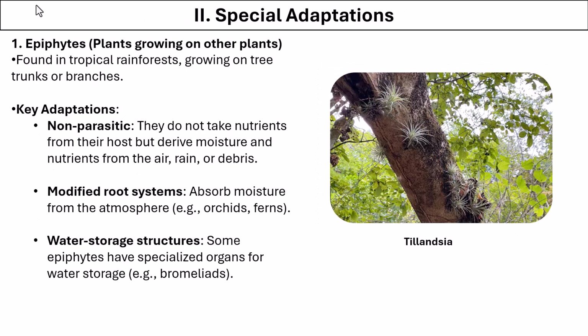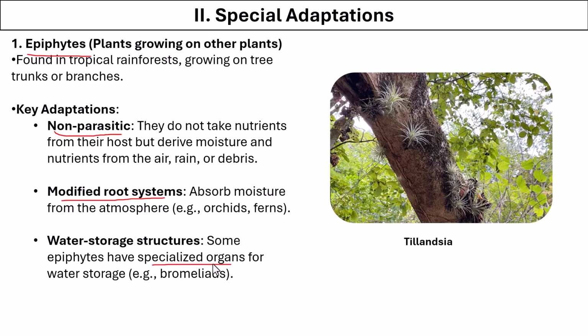Epiphytes grow on other plants, commonly on trunks and branches in humid forests. They use their host mainly for physical support rather than drawing nutrients directly from its vascular tissue. So they are not parasitic in nature. They draw moisture and nutrients from air, rain, and debris. Because they can absorb moisture from the atmosphere, they have a modified root system. They sometimes also have specialized organs for storing water.